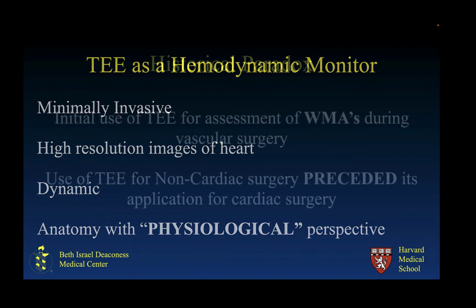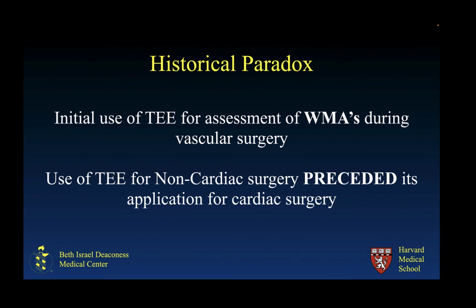However, the historical paradox of transesophageal echo is that the initial use of transesophageal echo was for assessment of wall motion abnormalities during vascular surgery for ischemia monitoring. And the use of transesophageal echo for non-cardiac surgery actually preceded the use for its cardiac surgical application. So that's the historical paradox.